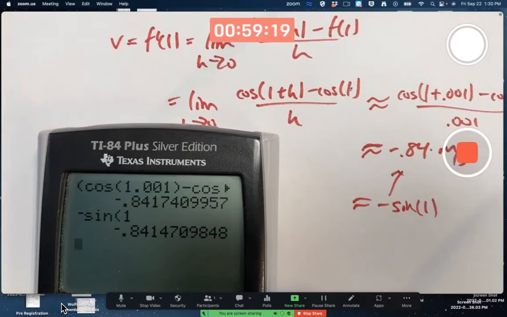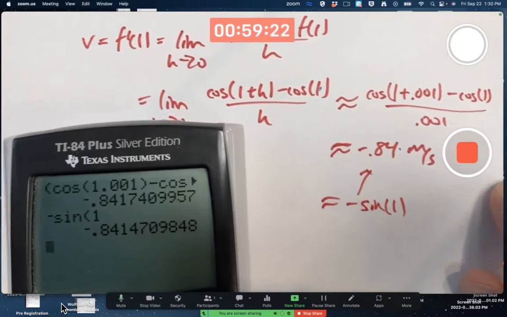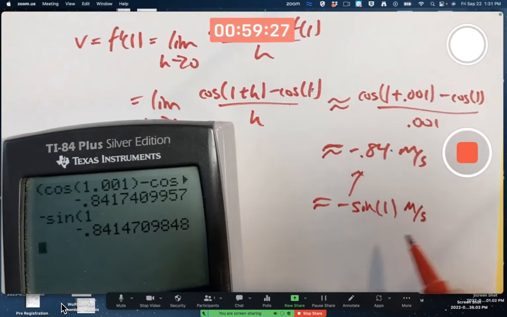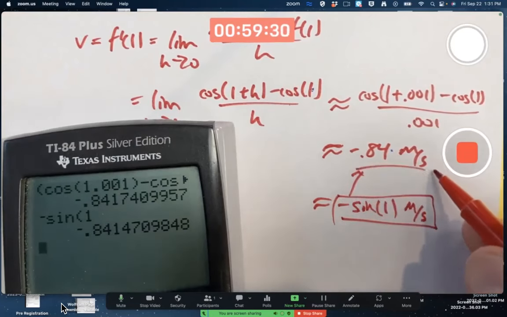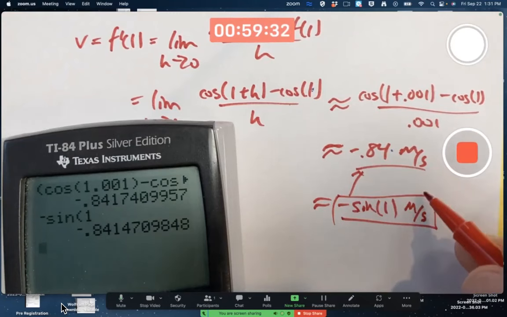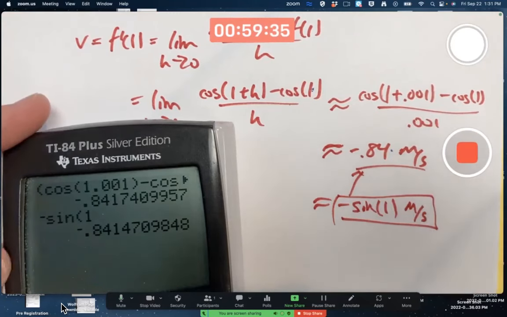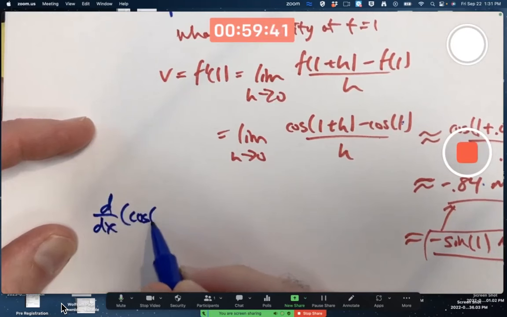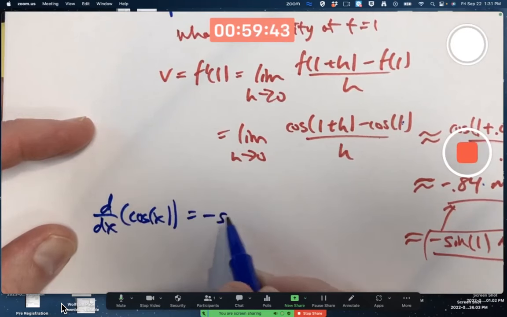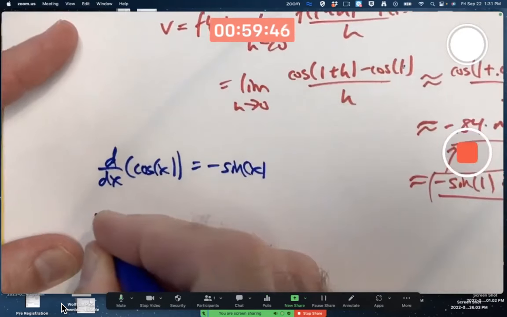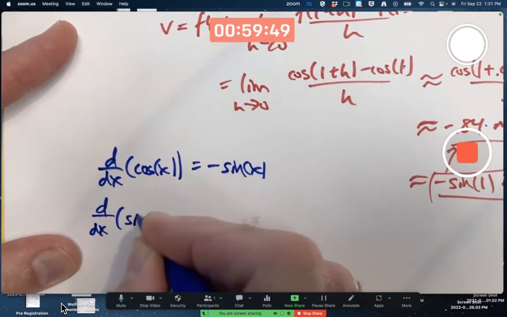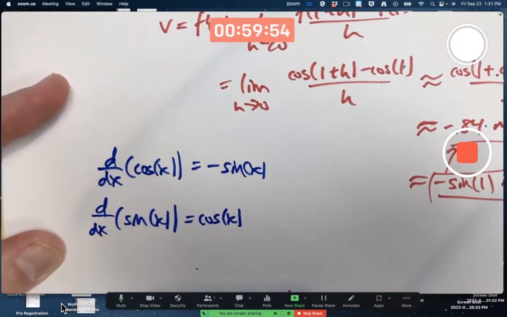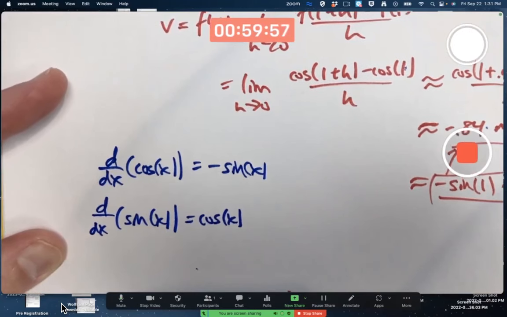Not exactly, because with the derivative, I was doing an approximation. That is the true exact velocity at time 1. This is really exact. This is really an approximation. They're approximately equal to each other. What this is illustrating is the fact that the derivative of the cosine function, I'll go back to using x here, is the opposite of the sine function. It also turns out the derivative of the sine function is the cosine function.